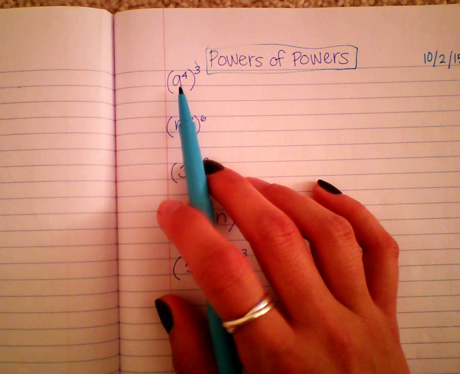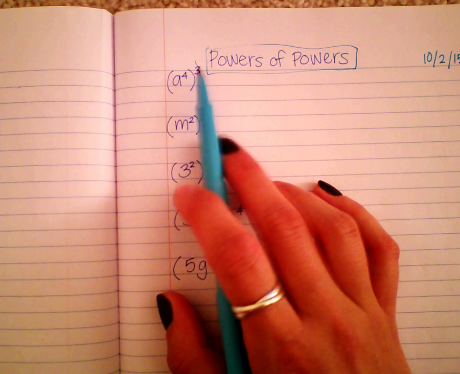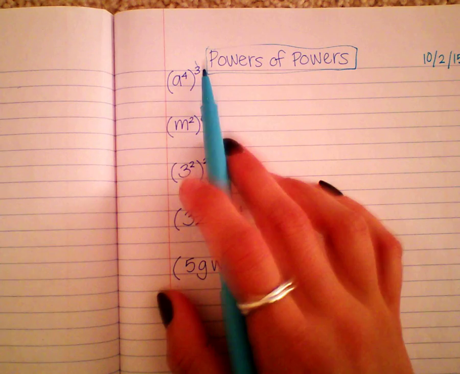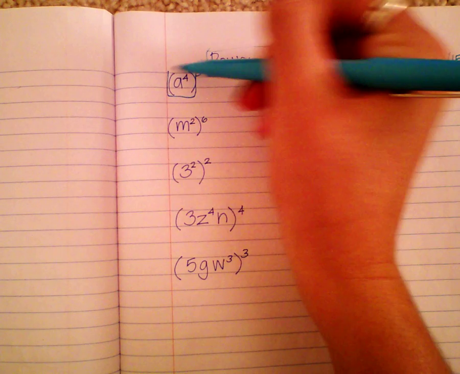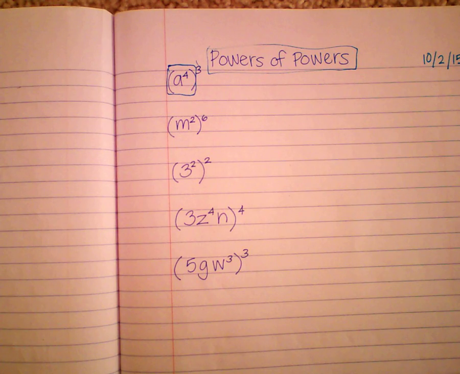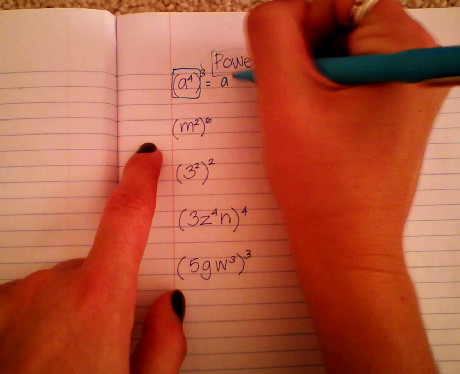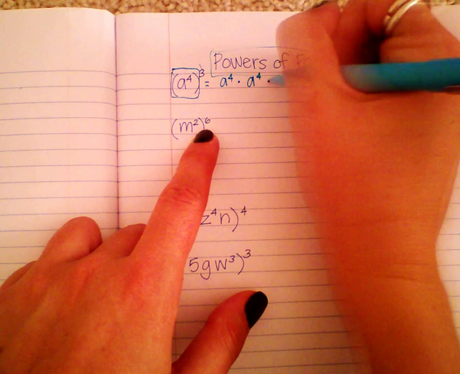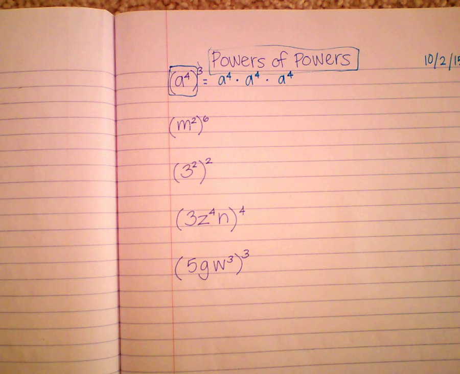It says a to the fourth power. That's our base. And the exponent is 3. Okay? So what this is telling me is that I need to multiply my base, a to the fourth power, by itself 3 times. So here's what we're going to do. We're going to expand our base, a to the fourth times a to the fourth times a to the fourth. Okay, because I needed a to the fourth 3 times.